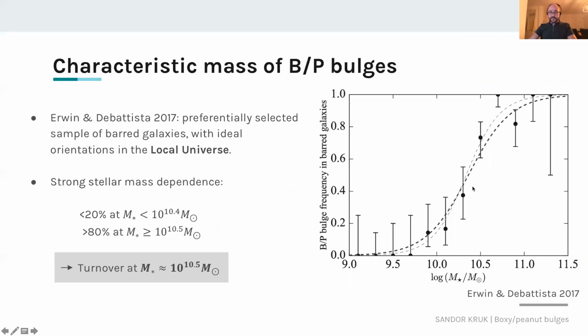Preferentially selecting local galaxies with this orientation, they determined the fraction of barred galaxies with boxy peanut bulges. And this seems to be strongly dependent on stellar mass. Only 20% or less of barred galaxies with masses lower than 10^10.4 have this feature, whereas 80% or more of galaxies with masses bigger than 10^10.5 solar masses contain this feature. And the Milky Way, with a mass of 6 × 10^10 solar masses, would be somewhere here, with a probability of more than 80% of having a boxy peanut bulge. So perhaps it's not surprising that it has an X-shaped bulge, in fact.